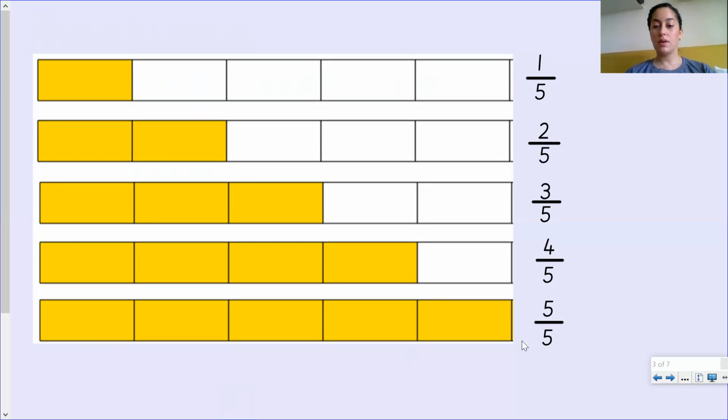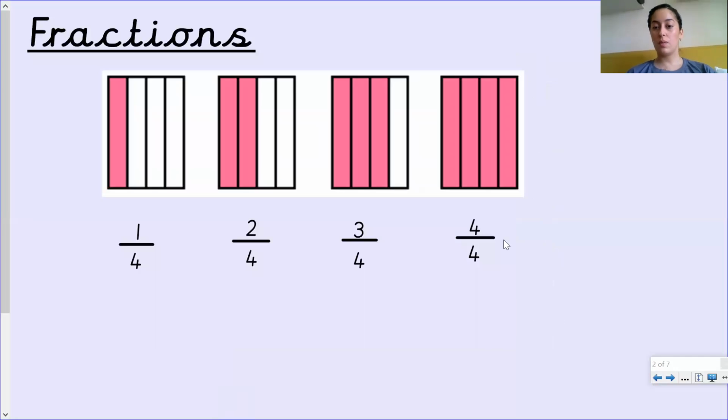Pause the video. What do you notice about this fraction? Okay, did you notice that here as well, when the whole shape was shaded, the numerator and the denominator were the same? Just like before, when the whole shape was shaded, the numerator and the denominator were the same.